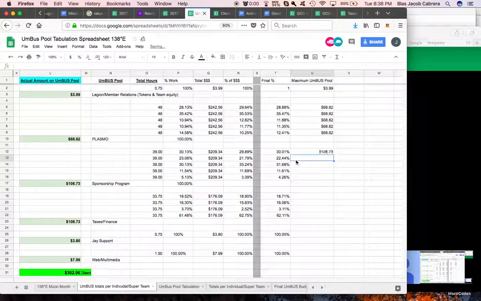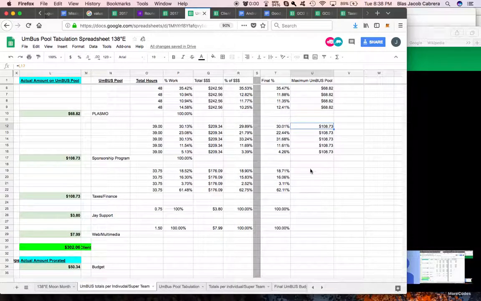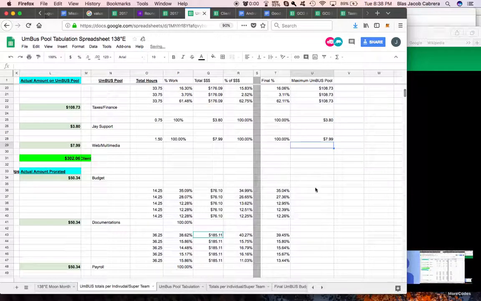Yeah. So in this case, that's going to be 108. So we know that there was $209 of work done, but the maximum that can be paid is only 108. That's just the money that we brought in. We didn't bring any more money than that, so we can't pay any more money than we actually brought in. So that's what's happening here: we are just simply equating it based on the actual money.